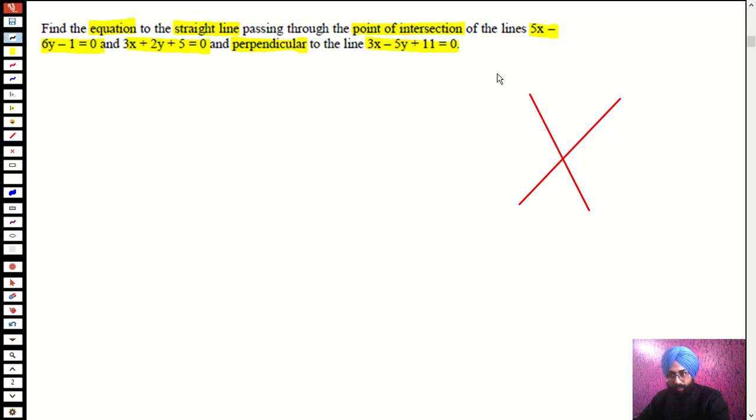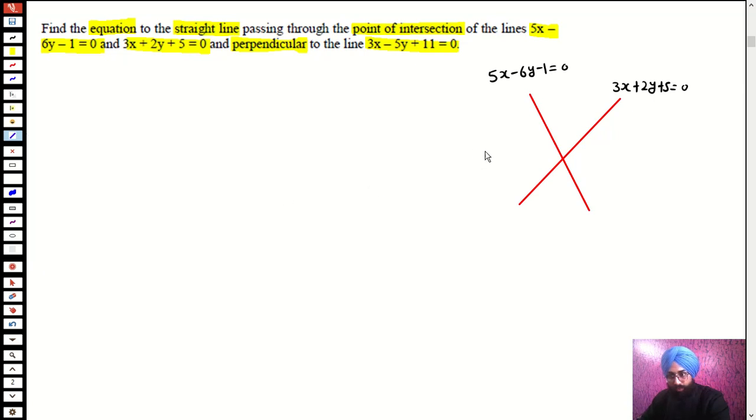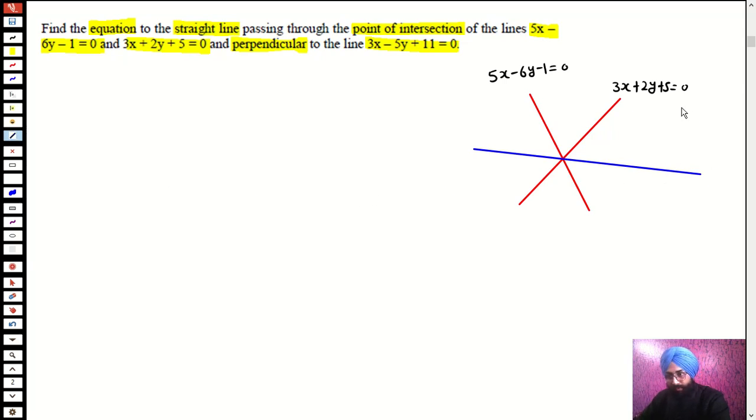Their equations are given. The equation of one line is 5x - 6y - 1 = 0. The other equation is 3x + 2y + 5 = 0. So there is another line passing through the intersection of these two, and this line is perpendicular to another line. The perpendicular line is given as 3x - 5y + 11 = 0. So this line L is our required line.